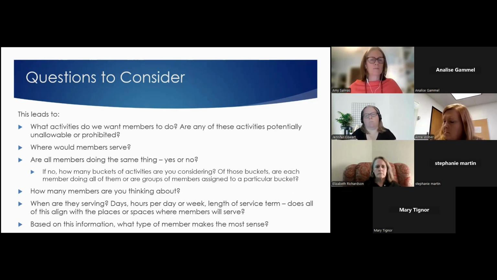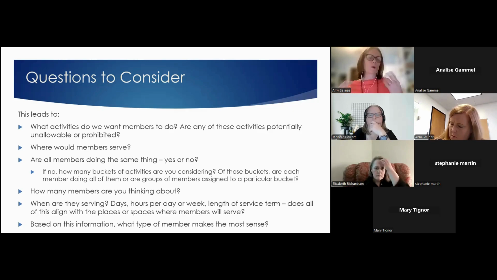As you think of those activities, you have to make sure to determine if they're allowable or not. There are some terms you'll have to get to know: unallowable, allowable, or prohibited. I'll share with you at the end a resource that will help you understand those terms. But there are certain things that AmeriCorps members paid through federal dollars cannot do as part of their service, so you'll have to get to know that a little bit.